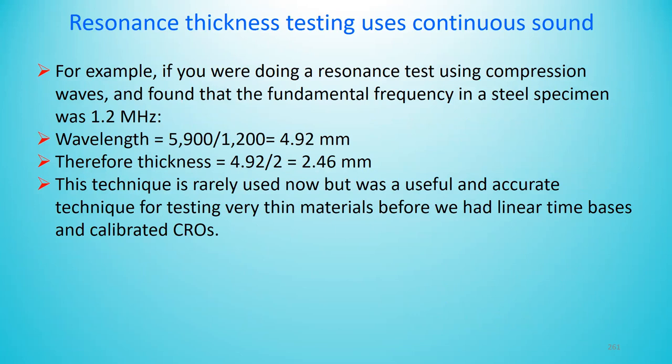For example, if you are doing resonance testing with a compression wave and you find that the fundamental frequency of a steel specimen is 1.2 megahertz, the wavelength is 5900 divided by 1200, or 5.9 divided by 1.2, which is 4.92 mm. That is lambda. Thickness is lambda divided by 2, that is 2.46. This is the resonance thickness.